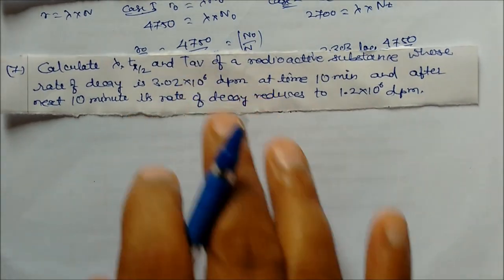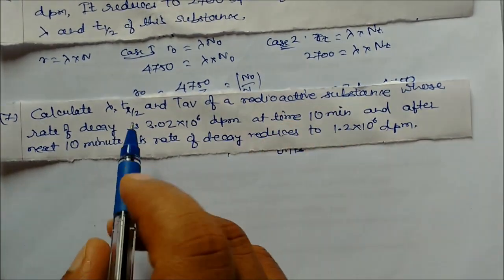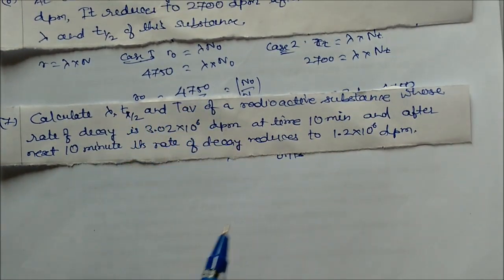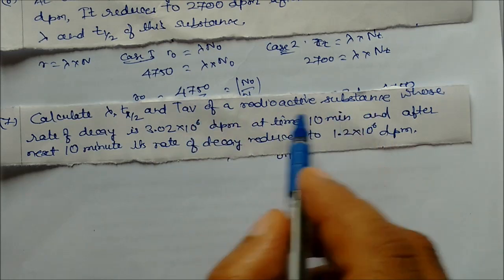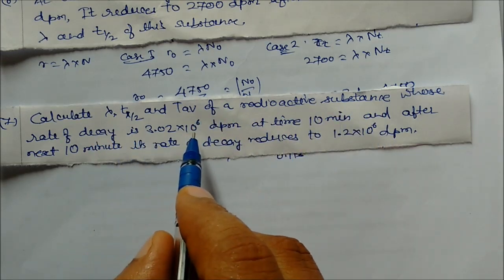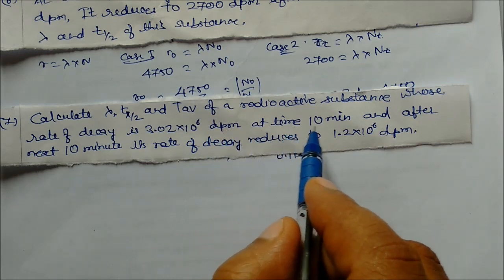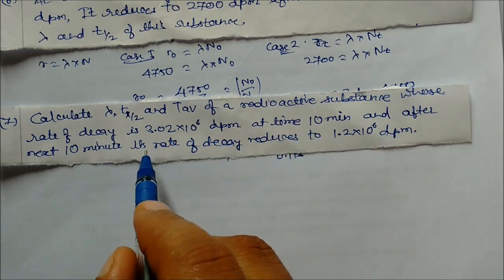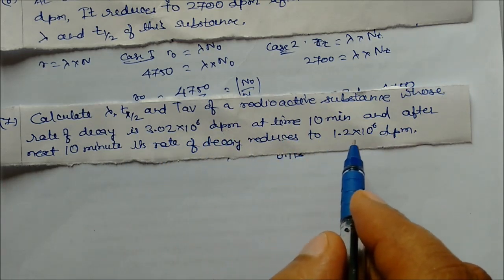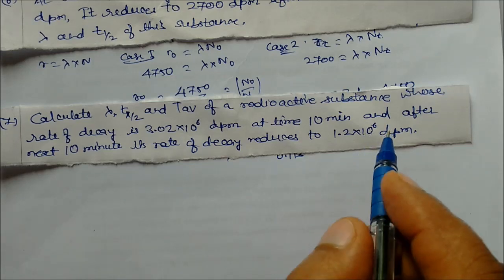Calculate lambda, half-life and average life of the radioactive substance whose rate of decay is 3.02 into 10 power 6 dpm at the time of 10 minutes, and after the next 10 minutes its rate of decay reduces to 1.2 into 10 power 6 dpm.